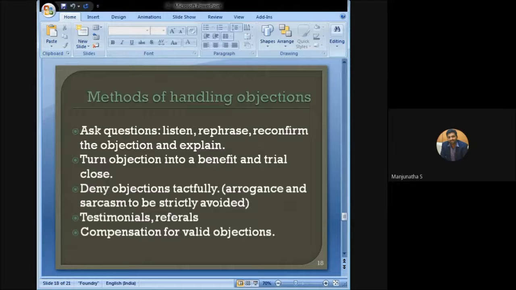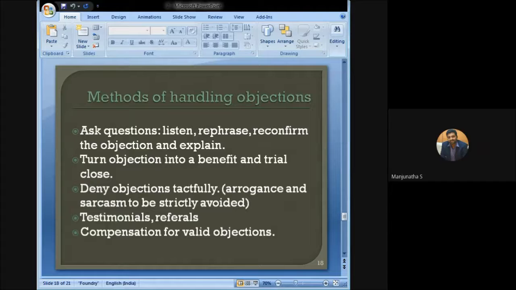Then methods of handling objections, there will be a lot of methods. So: ask questions, listen, rephrase, reconfirm the objection, and explain. Once you listen properly, rephrase the objection and reconfirm with them, saying this is your question, no? Then I will give the answer like that. That is one method of handling the objections.